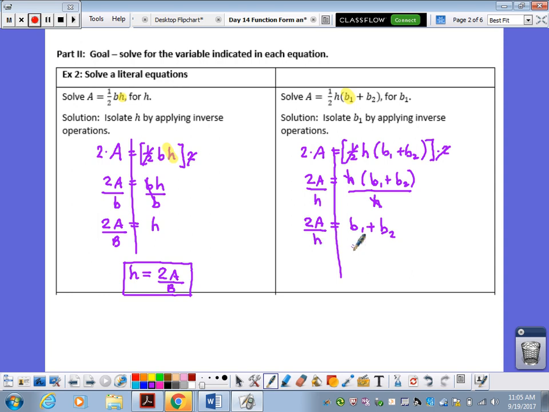You're almost there. Our goal was to get b sub 1 by itself. The b sub 2 is added on, so I'm going to get rid of it by subtracting it off. So here we go. B sub 1 comes down. Bring down my equal sign. And over on the left side, these are not like terms again, so the 2a over h subtracted by b sub 2 is all you've got left. You don't know their values.